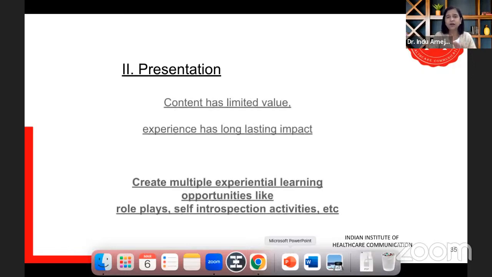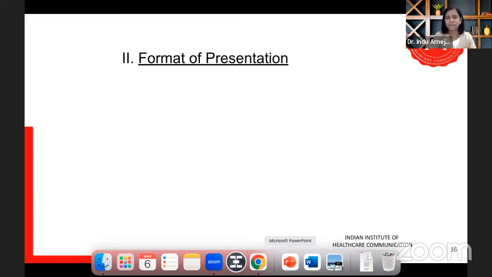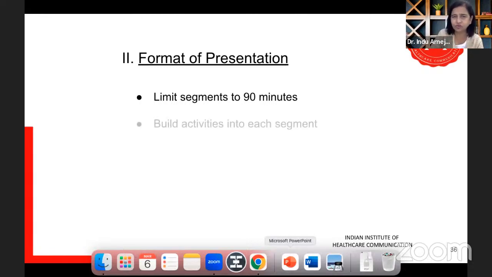Coming to the presentation part, as I said earlier also, content has very limited value. Experience is long lasting. So make sure that you create a lot of opportunities by using different pedagogies. The format of presentation should limit each segment to 90 minutes. I don't think any session should be longer than 90 minutes because it's very difficult to retain the attention and interest of your audience. Build activities in each segment so that in between, when different senses are used, they get engaged and interested.